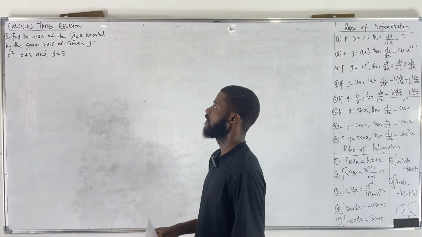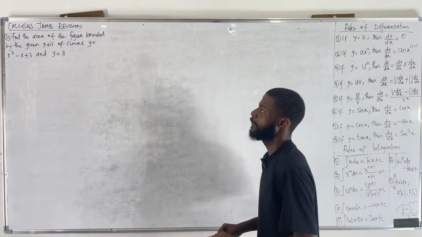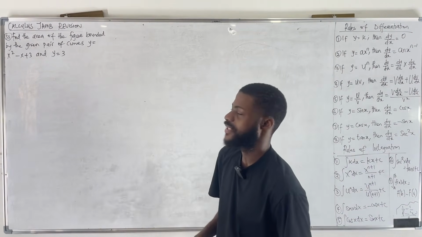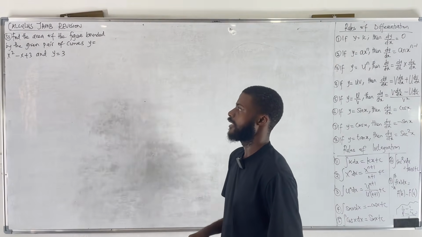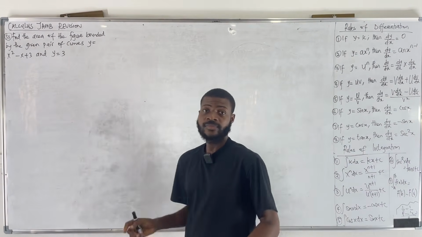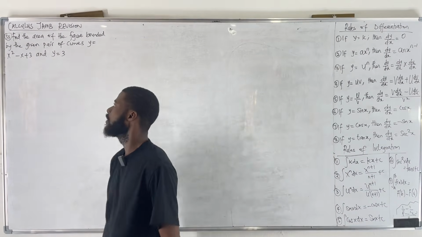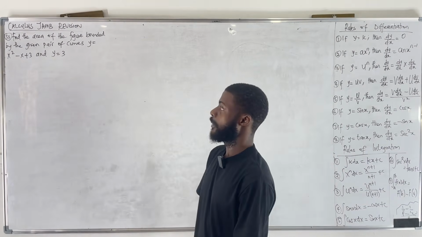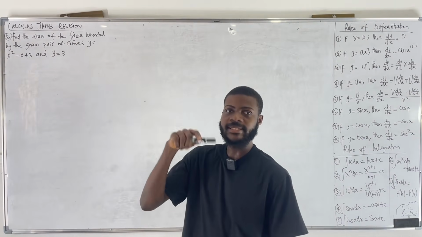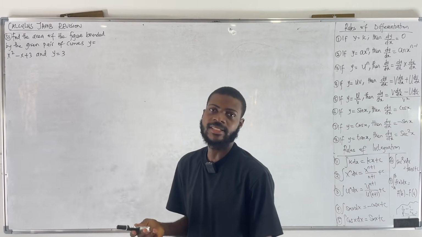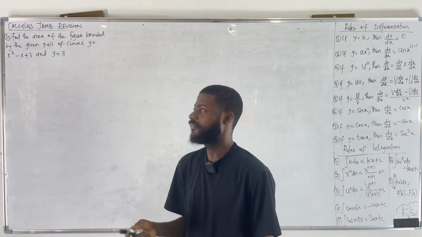Question 33 says, find the area of the figure bounded by the pair of curves y equals x squared minus x plus 3 and y equals 3. It's just one that is a curve. Don't mind them. This is a line, and this is a curve. To solve this, remember to find area, you need the limits because the area is a definite number. It's not indefinite. There should be no plus c when you're looking for area.